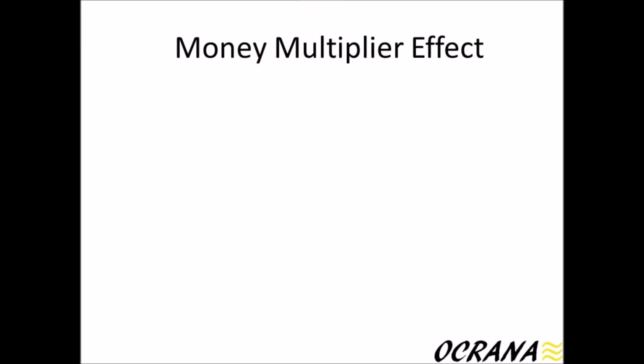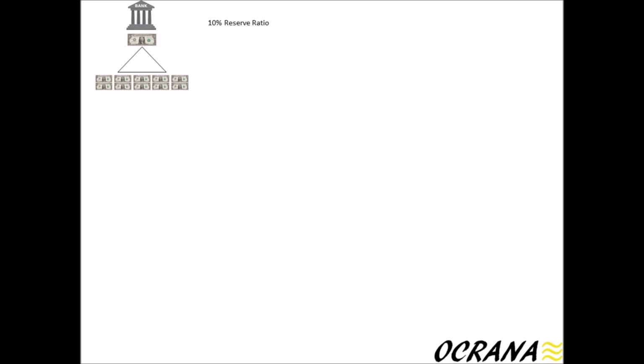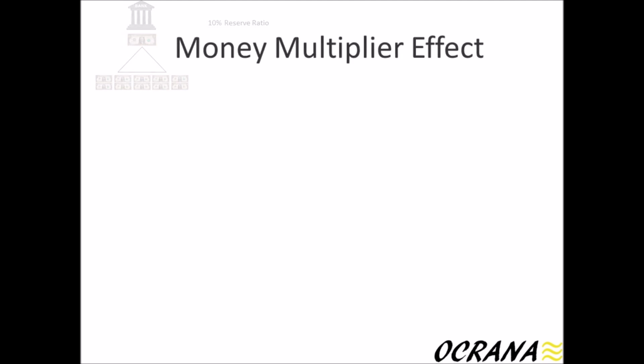I would like to discuss the money multiplier effect before we move on. In this video so far, I've been showing a bank with a 10% reserve ratio like this. However, I just want to demonstrate that this is not strictly true by going over the money multiplier effect. We'll start with this bank, which has $10 on deposit and is running on a 10% reserve ratio. The bank keeps $1 in reserves and lends out $9.